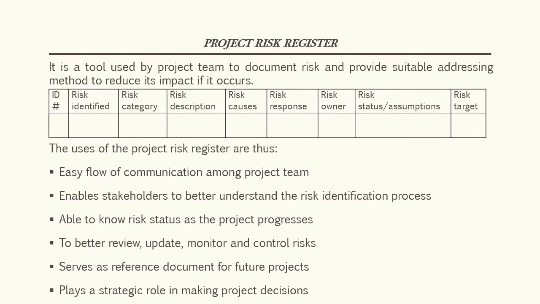We have the project risk register. The project risk register is a tool normally used to document risk and provide a suitable addressing method to reduce its impact if it occurs. One of the primary things we are focused on in risk identification is for us to be able to know the likelihood of this risk occurring and the impact this risk will have if it occurs in our project. So these are very important parameters that we normally consider.